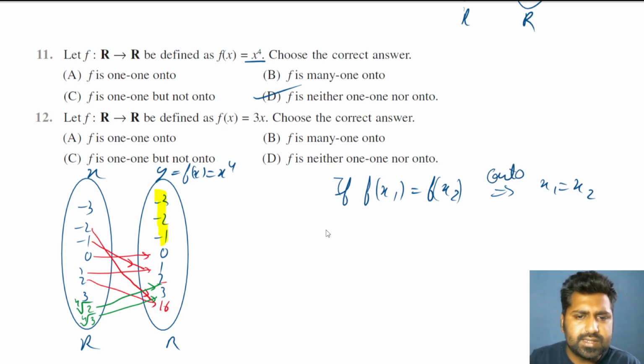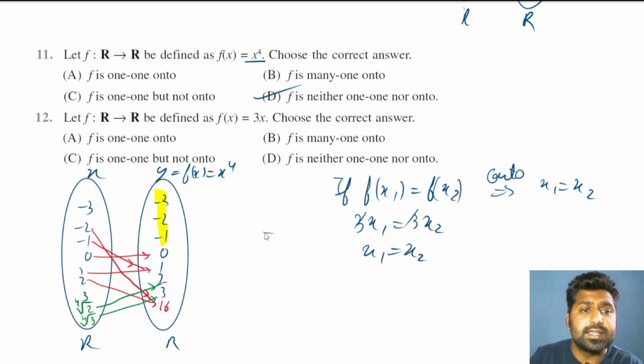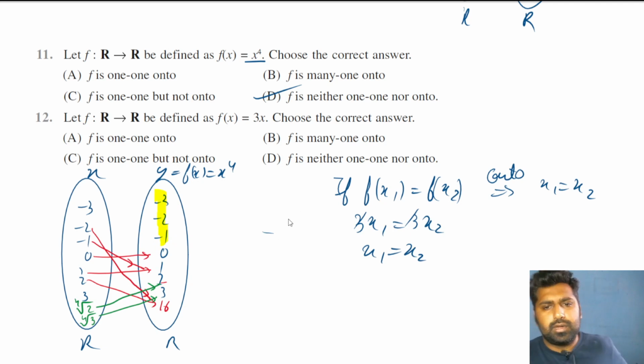So f(x) is 3x, so f(x1) is what? 3x1 is equal to 3x2. I can cancel this 3. It automatically generates x1 equal to x2. So that means I can say this is 1-1. You can draw this diagram and judge that also, but theoretically we can do it like this also. Now it is 1-1.